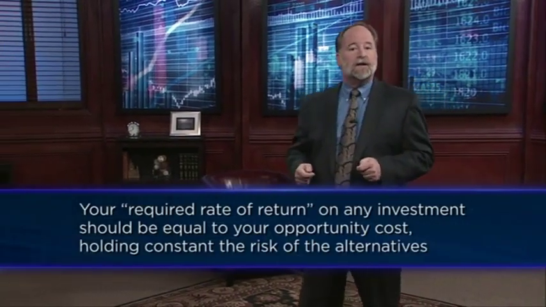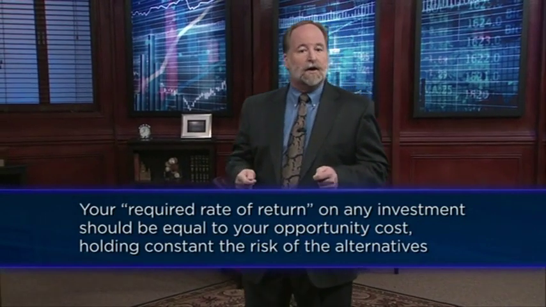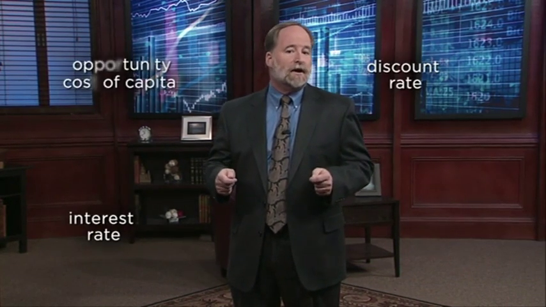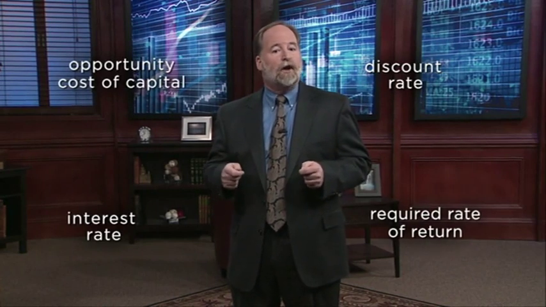If you could get more elsewhere, you wouldn't want to invest in the specific investment you're considering. That is, if you put your money into that specific investment, you'll be incurring the opportunity cost of foregoing alternative, perhaps superior rates of return on other investments. Thus, your required rate of return on any investment should equal your opportunity cost, holding constant the risk of alternatives.